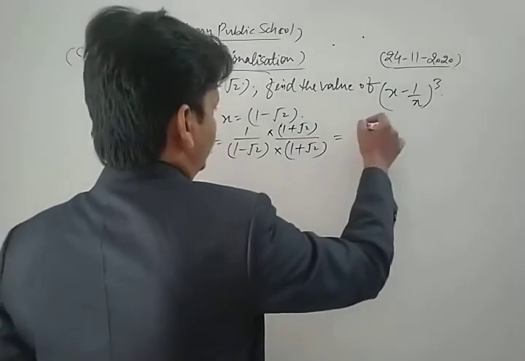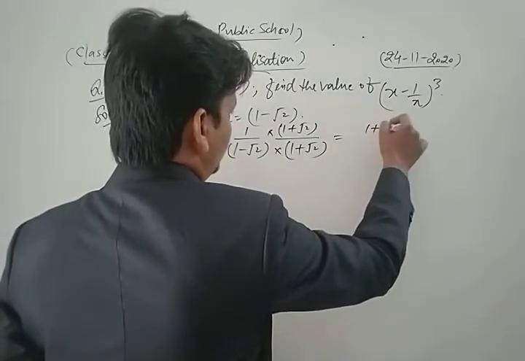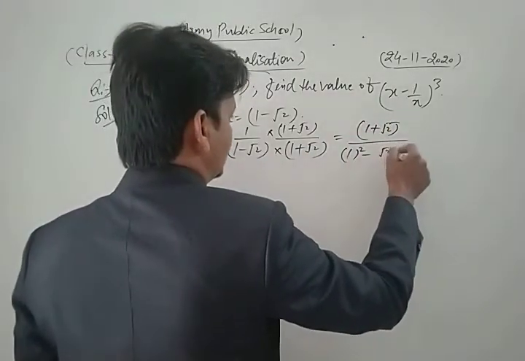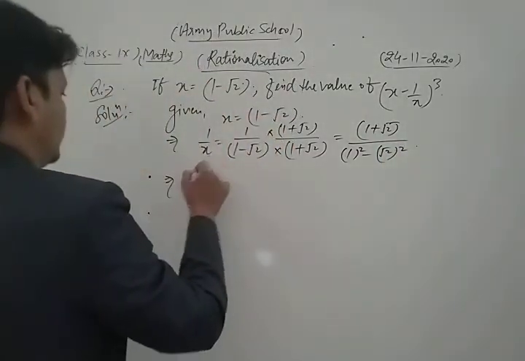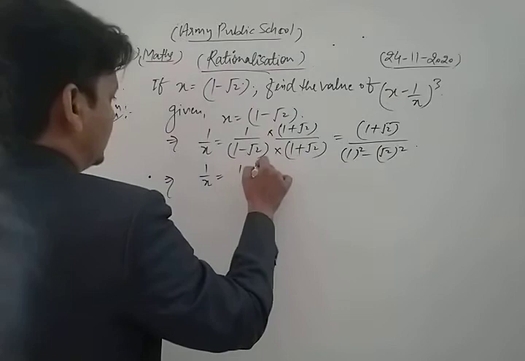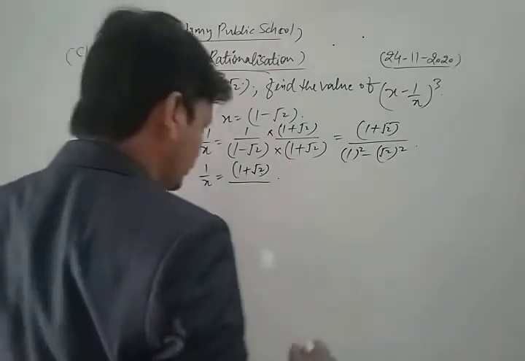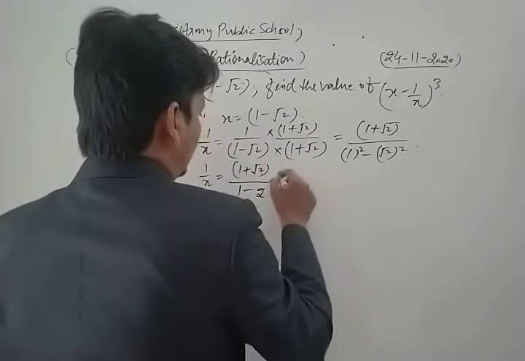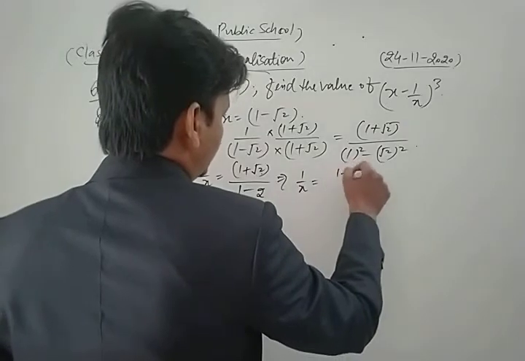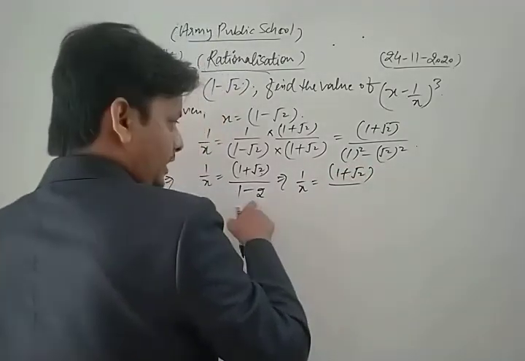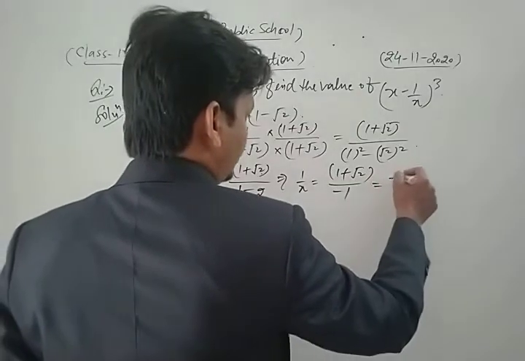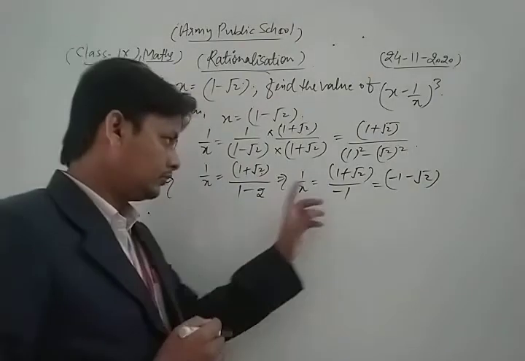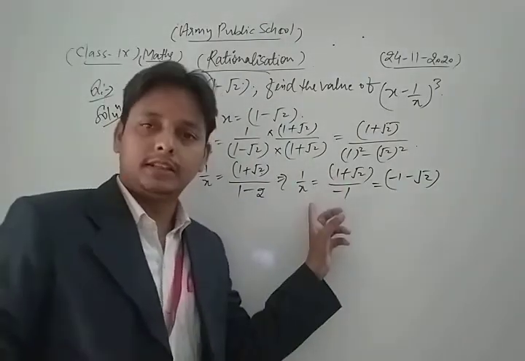Okay, now let's see, we get 1 plus root 2 in the numerator as it is. In the denominator a minus b, a plus b, this is a square minus b square, so 1 square minus root 2 square. Thus the value of 1 upon x is 1 plus root 2 upon 1 minus root 2 square, which is 2. Thus we get 1 upon x is equal to 1 plus root 2 upon minus 1, or we get minus 1 minus root 2. This is the value of 1 upon x.